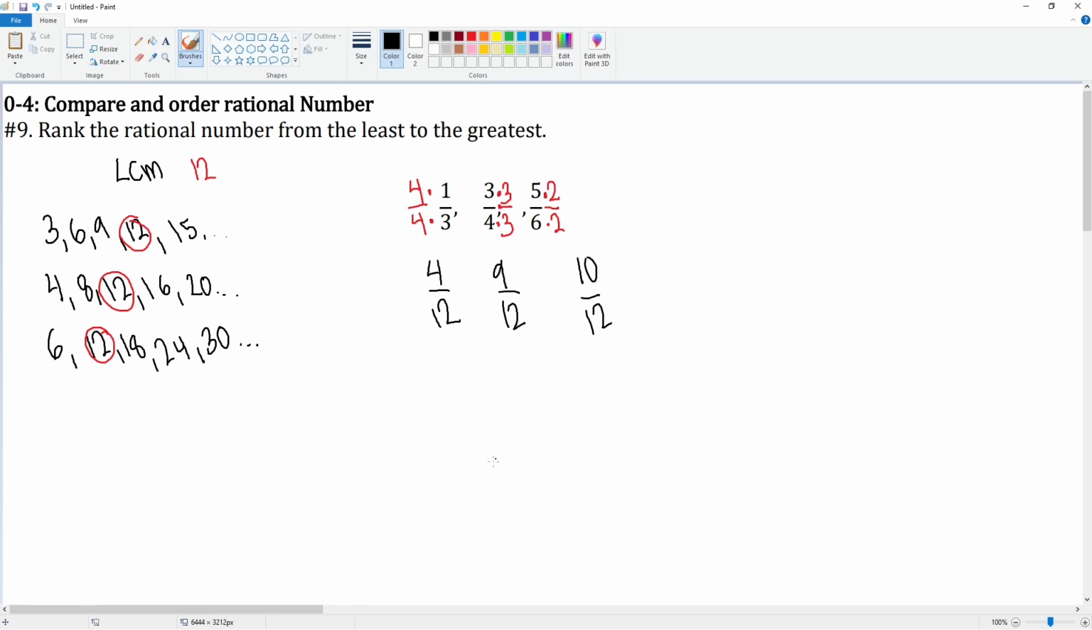That's also equivalent. Okay, now we go from least to greatest. It looks like they're already in order, least to greatest. And we can just use this symbol. Okay, that's the smallest, then 9/12, then the largest is 10 over 12.